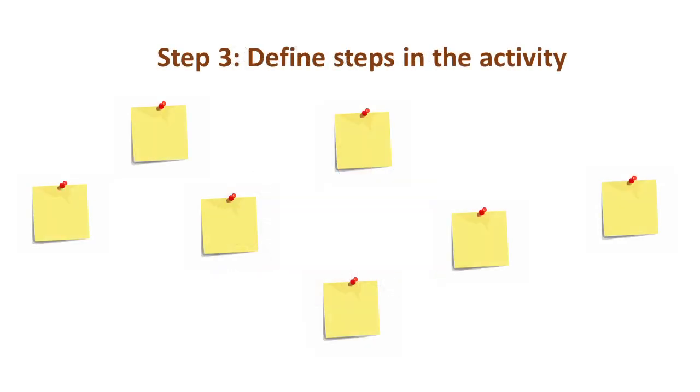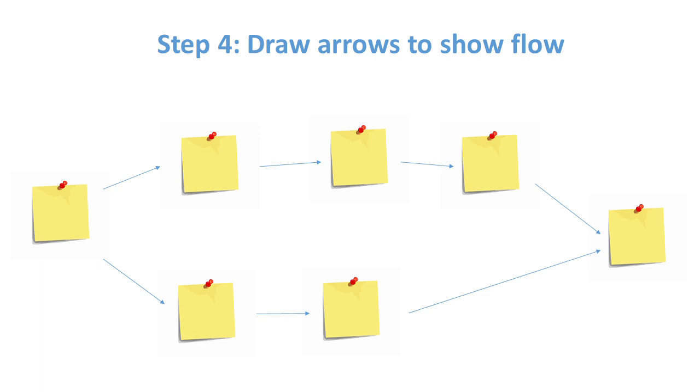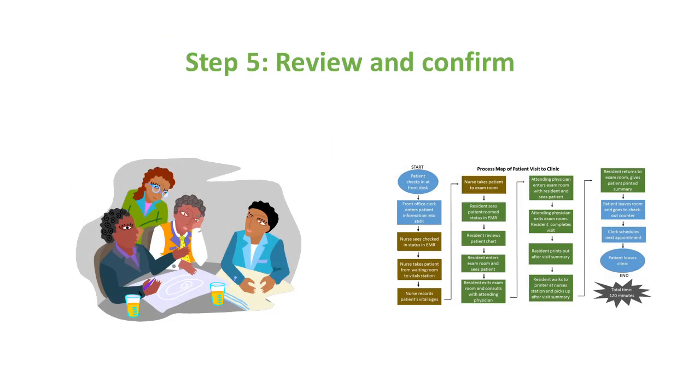Step 3 is to define as many key activities as you can in the process. Write down each activity on a card or a sticky note. When all activities are included, in Step 4, arrange the sticky notes in sequence and draw arrows to show the flow of the process. Step 5. Review the flowchart with others involved in the process, such as frontline clinicians, supervisors, and patients, to see if they agree that the process is drawn accurately. Edit the flowchart if needed.